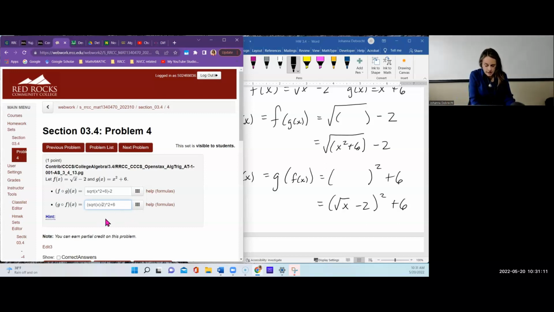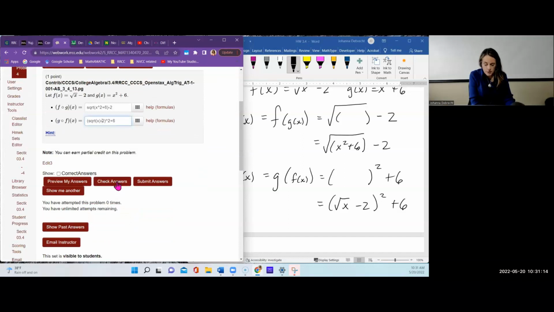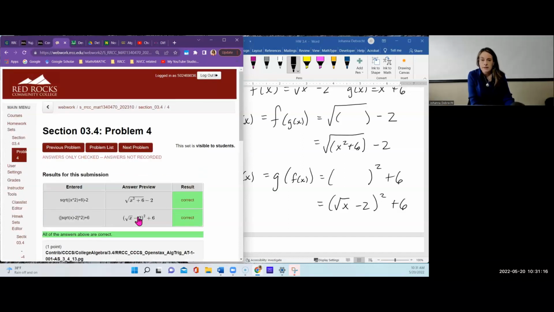Now let's check and see if we've done this correctly, or rather if we've typed it incorrectly. And it looks correct. These previews do match what we have over here. So we know we've done it correctly and entered what we intended to enter, and that is the correct answer.